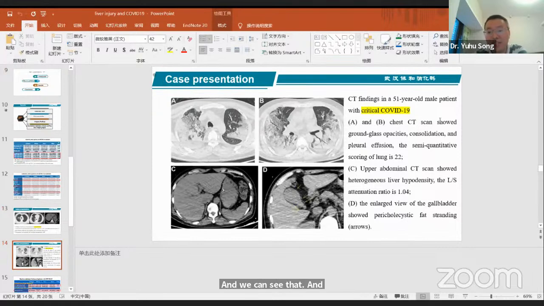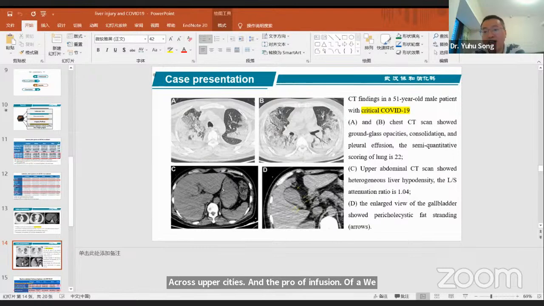The last case, a critical case, is a 51 year old male patient. A and B is a chest CT. We can see ground glass opacities, pleural effusion, and obvious consolidations. The semi-quantitative scoring of the lung is 22. C and D is the abdominal CT scan. We can see the liver hypodensities. The liver and spleen attenuation ratio is 0.4. We also see enlargement of the gallbladder and pericholecystic fat stranding.